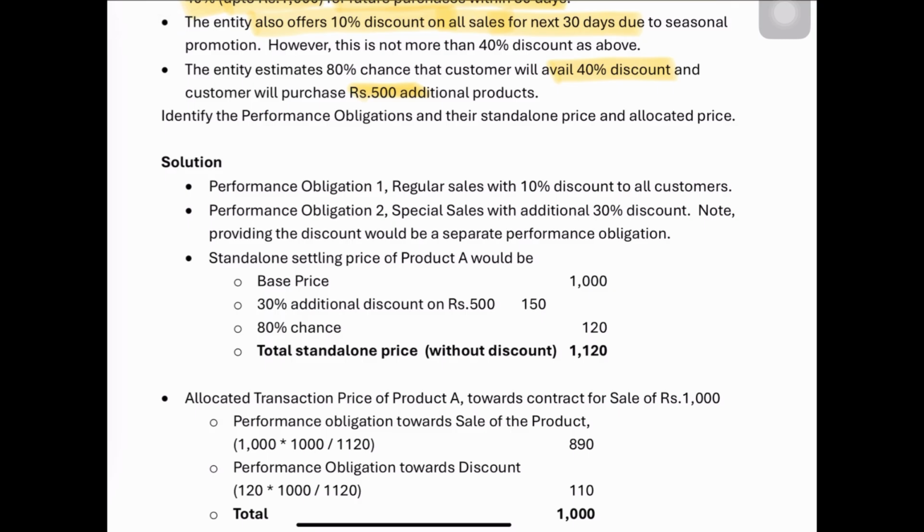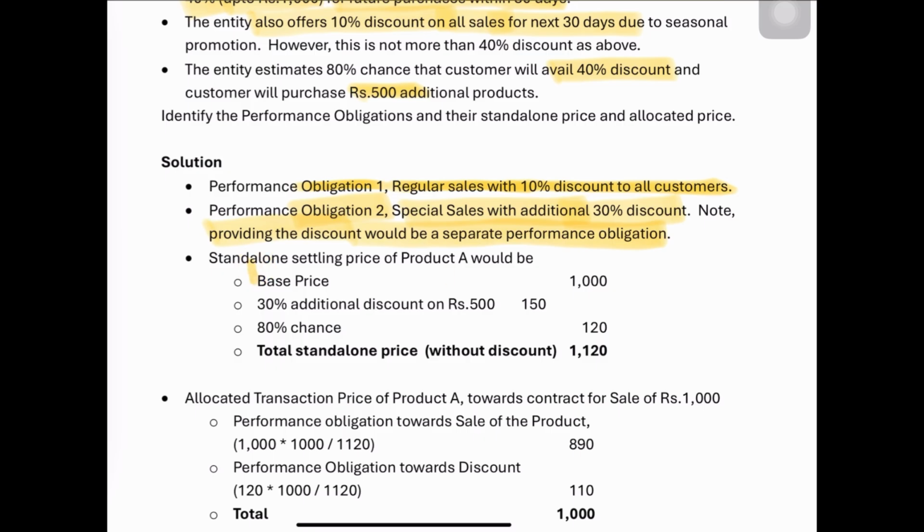So performance obligation number 1 will be the regular sales with a 10% discount to all customers. That's the usual business that's being offered as a seasonal arrangement in this period. And the second obligation is with the special discount, that is the additional 30% discount. So out of 40%, 10% is the usual one, and an additional 30% discount will be given if repeat orders are given by the customers. Here, providing the discount would be a separate performance obligation, so that should be noted down.